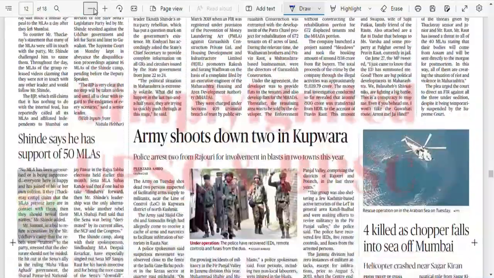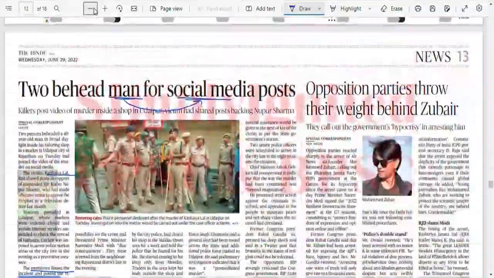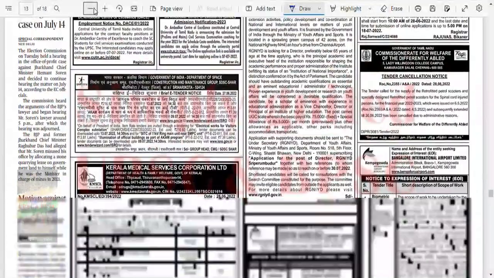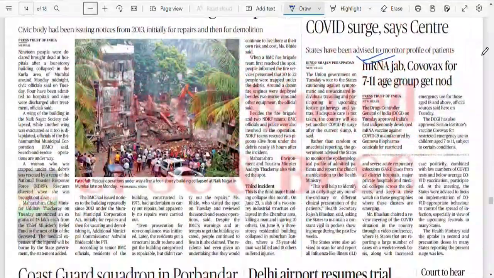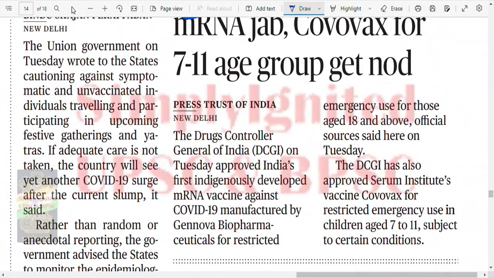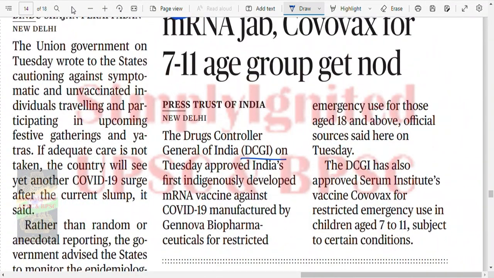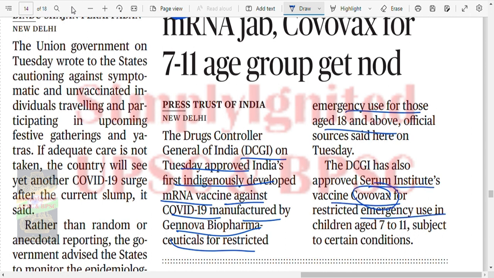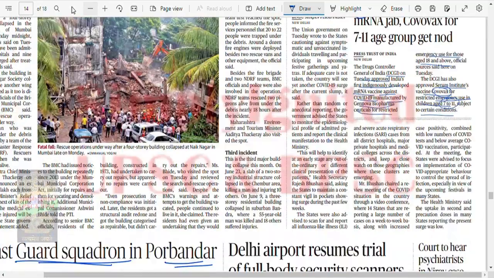Now let's see if anything else remains. mRNA jab or Covovax for 7 to 11 group gets nod. DCGI on Tuesday approved India's first indigenously developed mRNA vaccine against COVID-19 manufactured by Gennova Biopharmaceuticals for restricted emergency use of those 18 plus and above. Also approved Serum Institute vaccine Covovax for restricted emergency use in 7 to 11 age children subject to certain conditions, right? Just know this thing, there is a vaccine for children called Covovax, right?